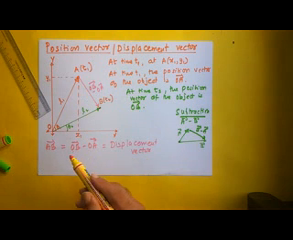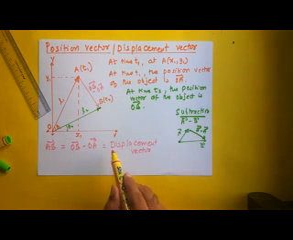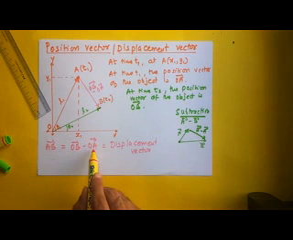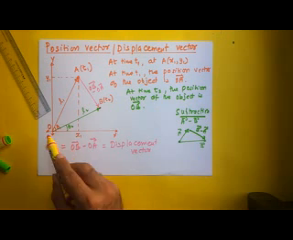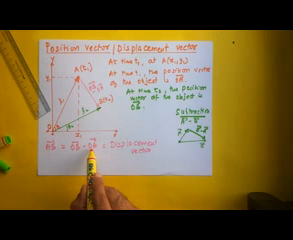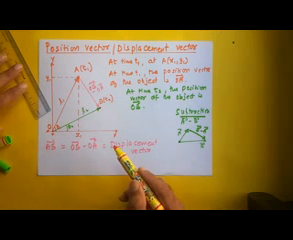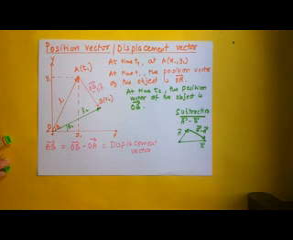To conclude, we say that the displacement vector is the difference between the final and the initial position vectors. This is the final position vector OB, this is the initial. The difference between these two gives me the displacement vector. So this is all about position vector and displacement vector.